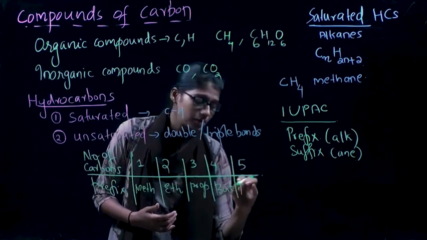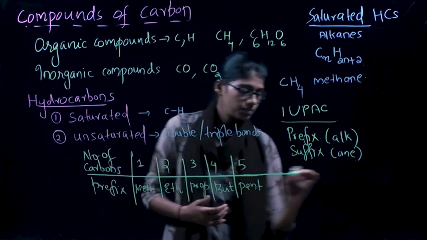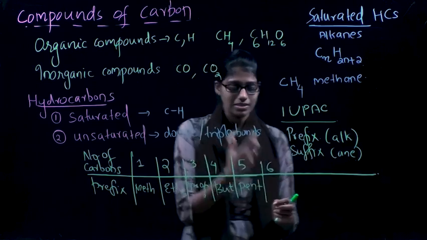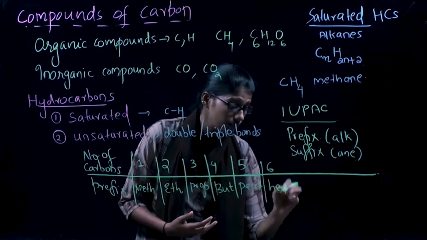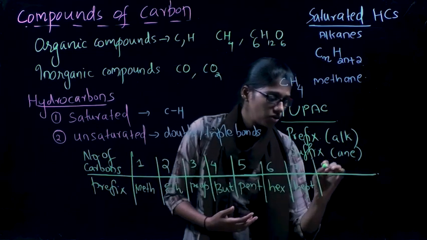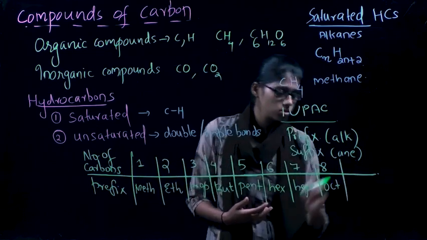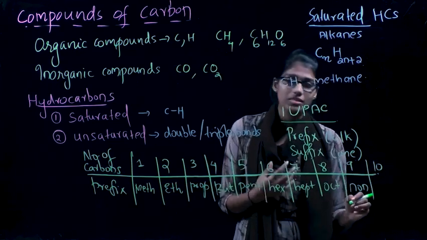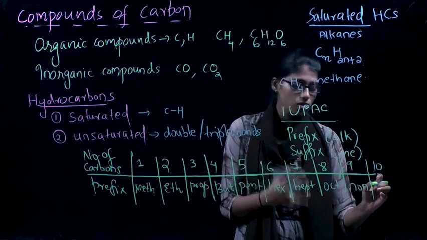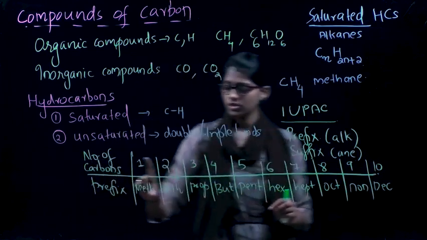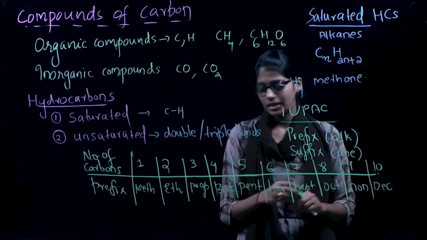For 5, you have pent. If the total number of carbons present is 6, then you have hex. 7, hept. For 8, oct is the prefix used. If it is 9, you have non. And for a 10 carbon system, the prefix used by IUPAC is dec. So this is the prefix used to name the alkane.